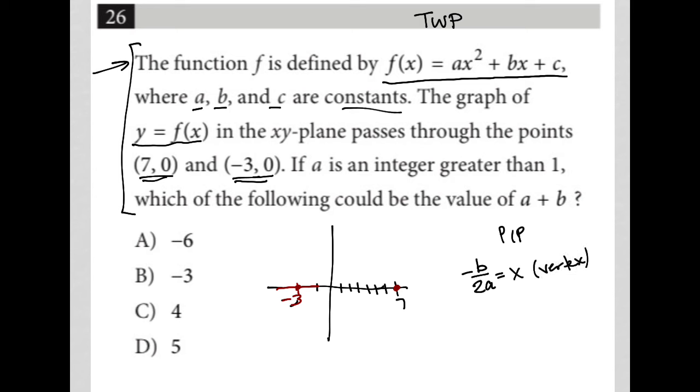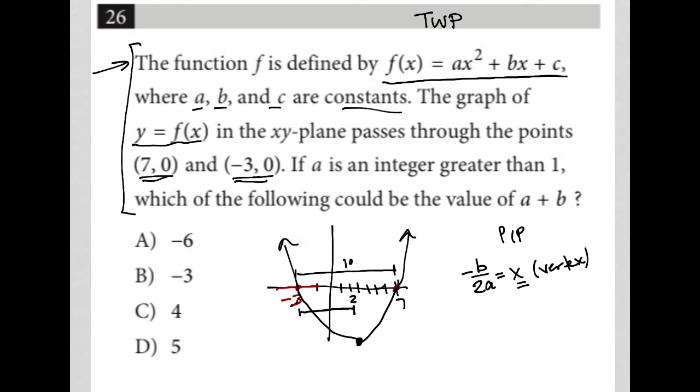And that value has to be halfway between these 2 points, right? It has to be halfway between our x-intercepts. So if this distance here is 10, that value has to be 5 away from either edge, but we'll go from the left side. So 5 away will get us to 2. So again, I don't know exactly where in terms of y value my x value for the vertex is, but I do know that it has to be 2. So let's say it was here. And therefore a parabola will look something like this.